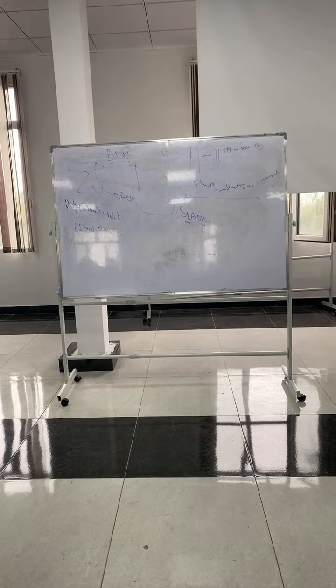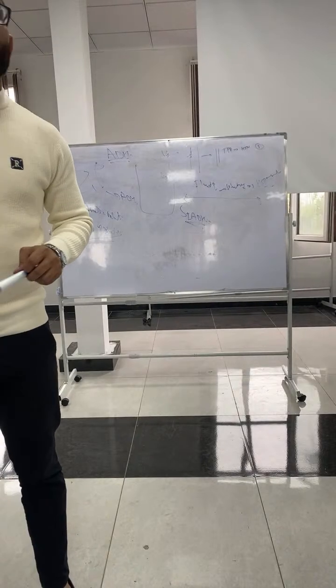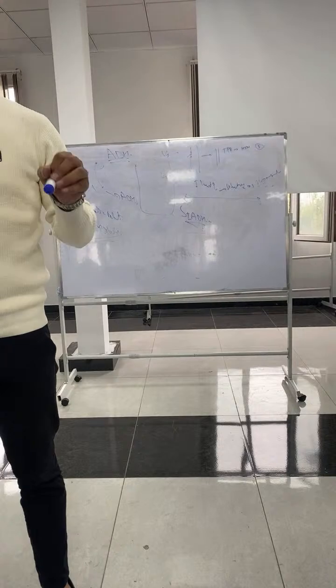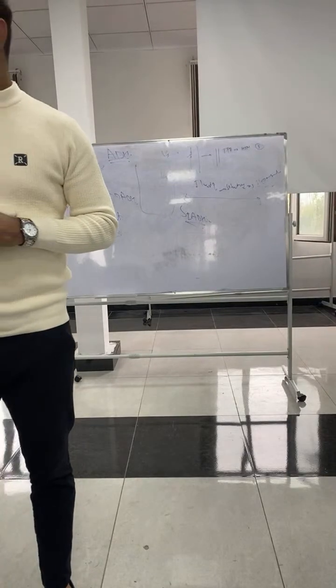What happens when ANP and BNP are excreted? ANP and BNP are two hormones which play an important role in excreting fluid from our body. These are very important hormones which play an important role in excreting fluid from our body.